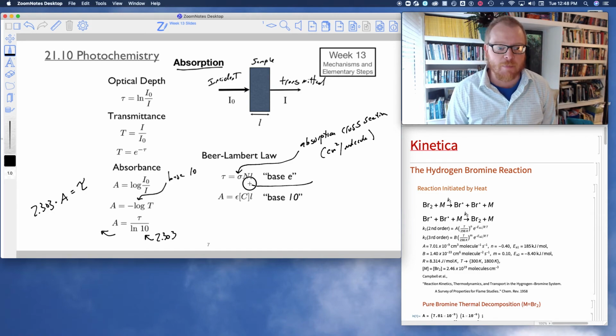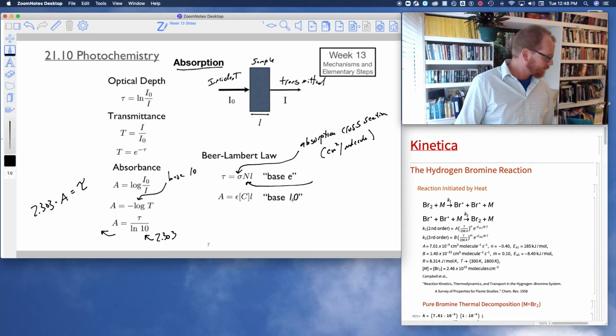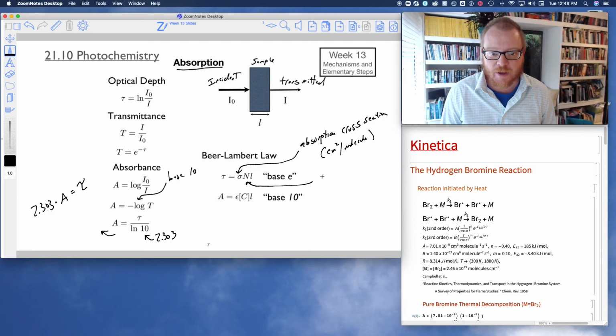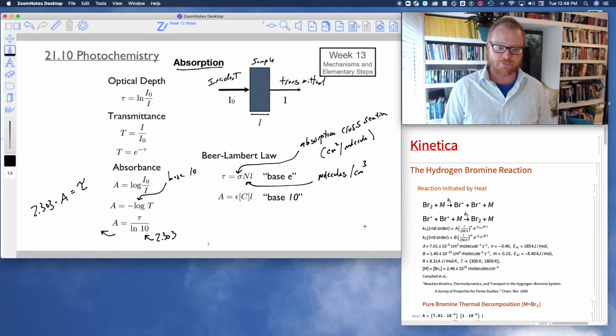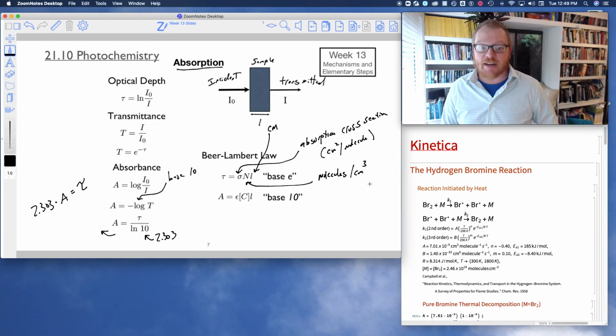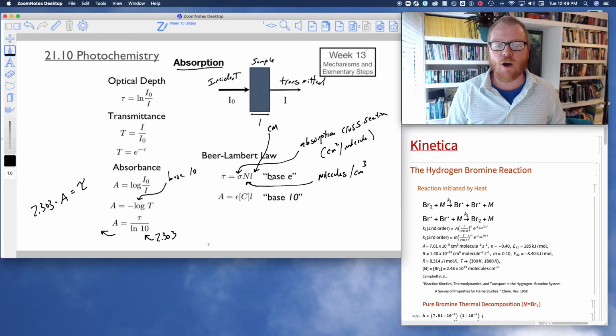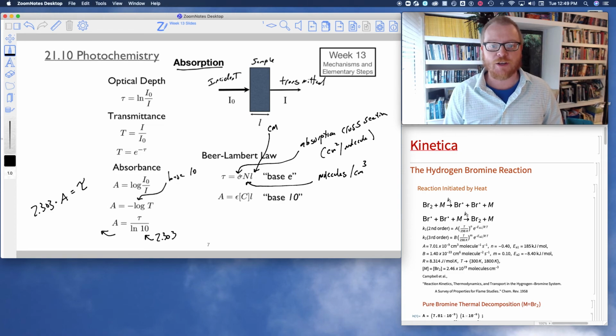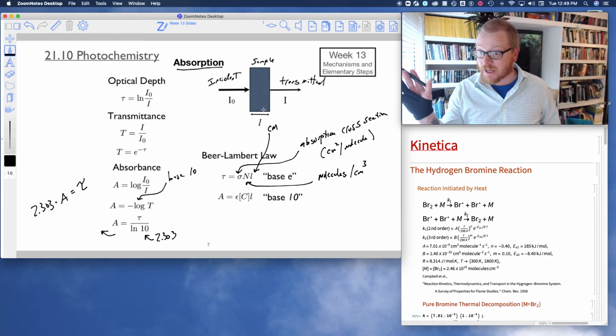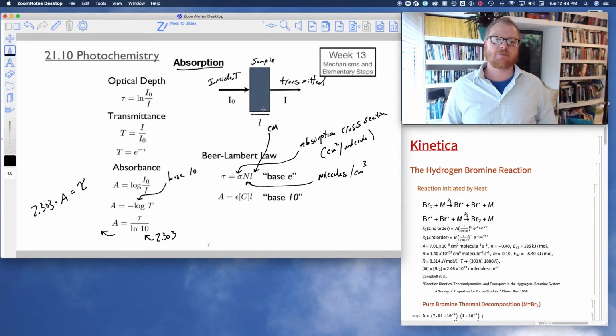There's this number N, that is the concentration of molecules in molecules per cubic centimeter. Really we call that a number density. And then L is the path length of the sample cell, which is typically given in centimeters. You can see why we like the molecule per cubic centimeter unit, because when I multiply all these through, a square centimeter per molecule times a molecule per cubic centimeter times a centimeter cancels out all of those units. Optical depth is unitless. So that's the base e measurement.